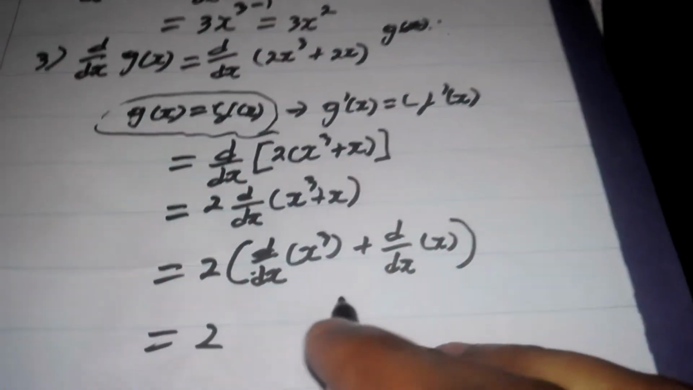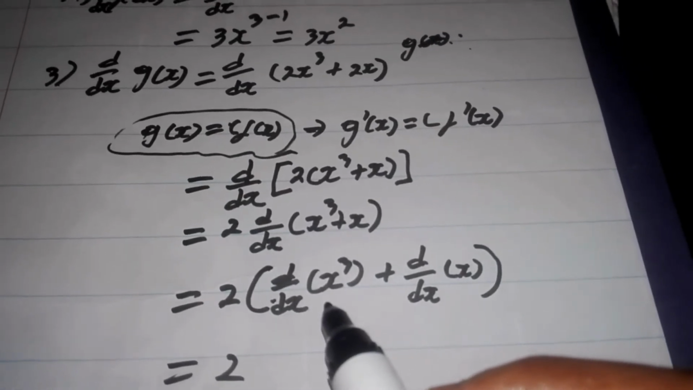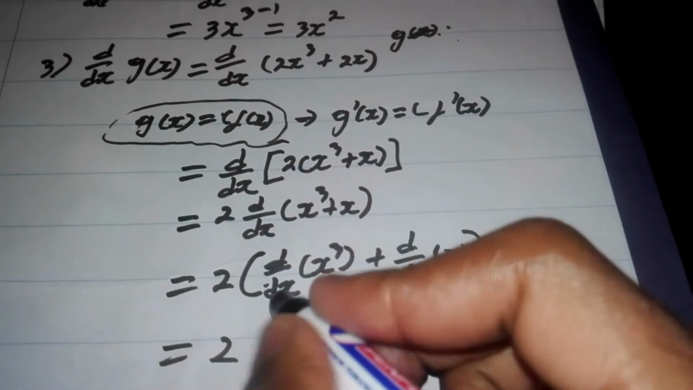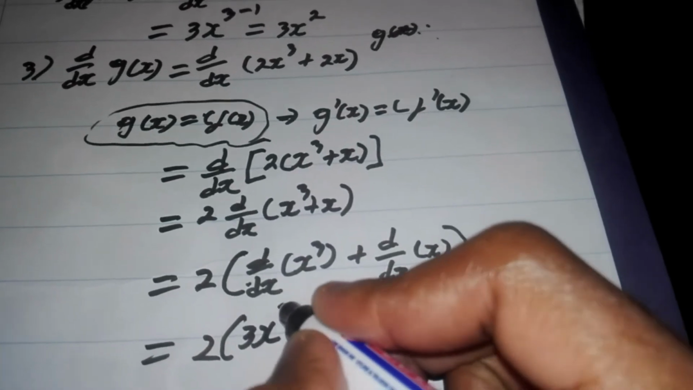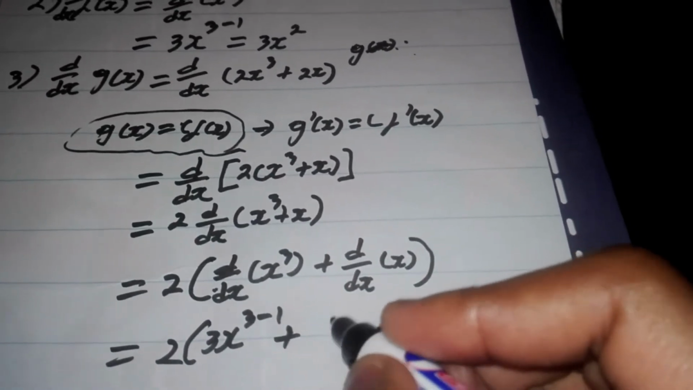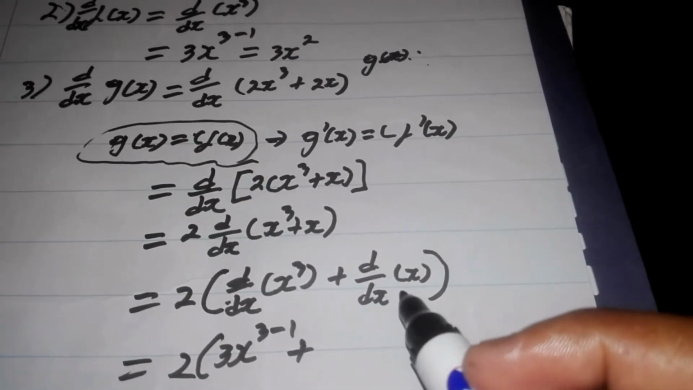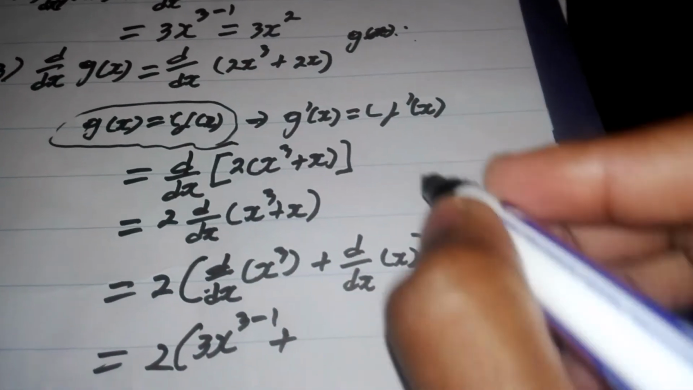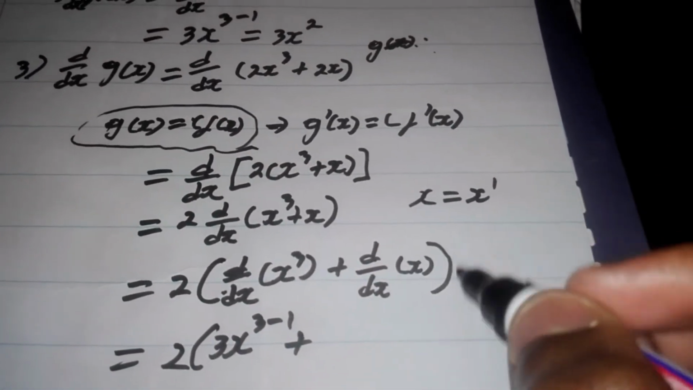And then remember, from the second point in the rules of differentiation, we have that when we have x to the power n, we take that n to that side, and then also subtract 1 from it. Then we have the differentiation of x. So this is the same as, remember, x is the same as x to the power 1, right? So our power is 1.